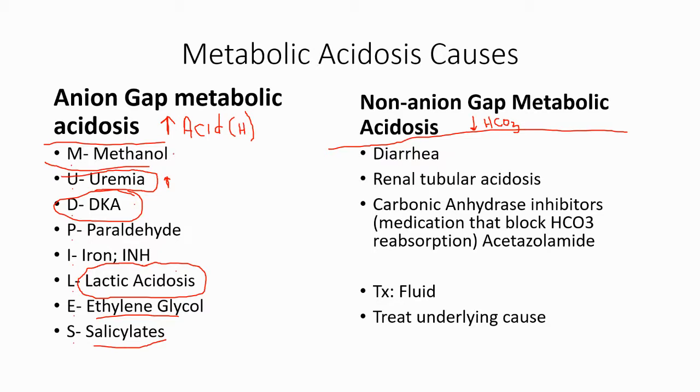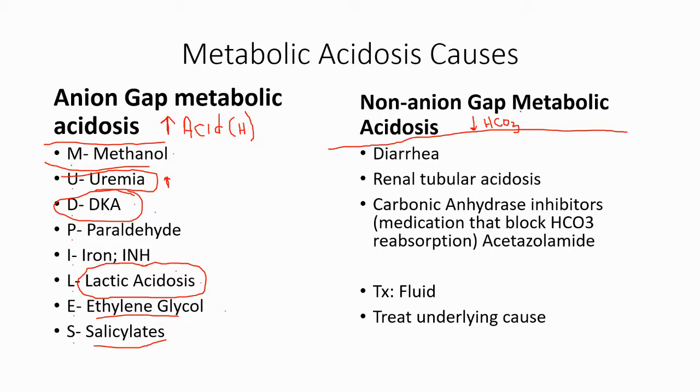But like I said, most of it is an overdose of methanol or ethylene glycol, a DKA, or lactic acidosis. Those are some common things. Make that make sense to you instead of just memorizing. I'm not going to ask you to memorize every single one of these, but do know that a DKA, a lactic acidosis, and a methanol or ethylene glycol would cause an anion gap metabolic acidosis. Those are the common things we see.